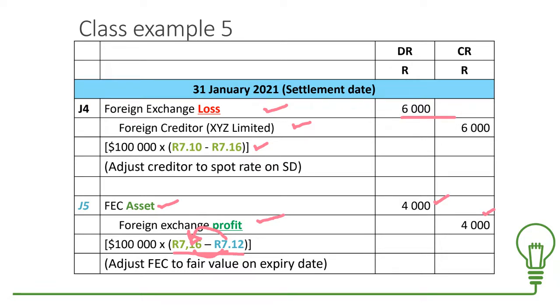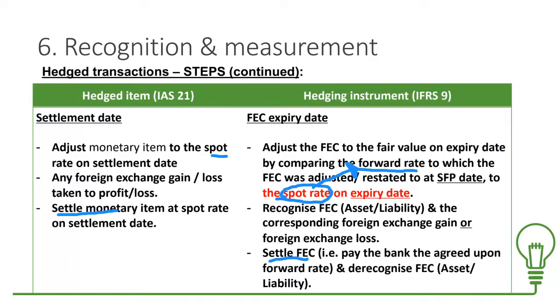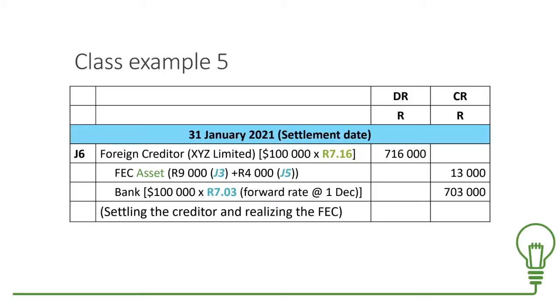Now, remember, let's go back to our little spiel here. Remember, this last journal entry is the journal entry that we all forget to pass, which is the payment of the creditor, as well as the payment of the bank. So let's have a look at what that looks like. Here we are paying the bank, and notice we're paying the bank at the original forward rate that was in the agreement. So that's how much we're paying the bank.